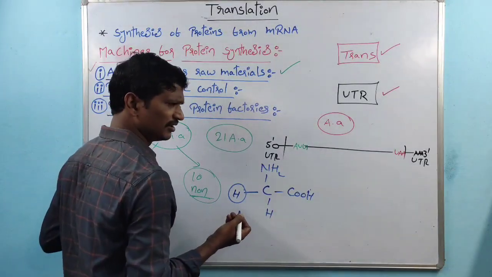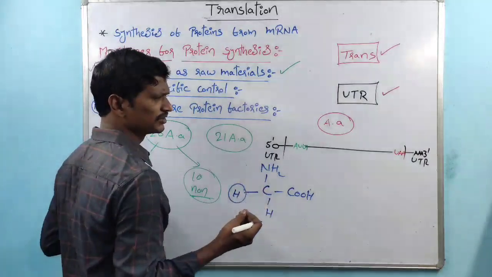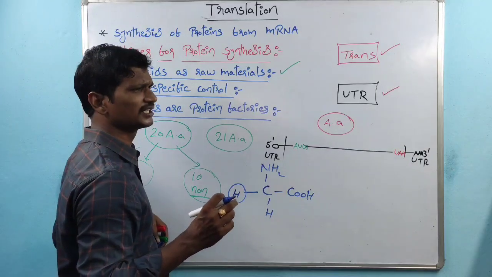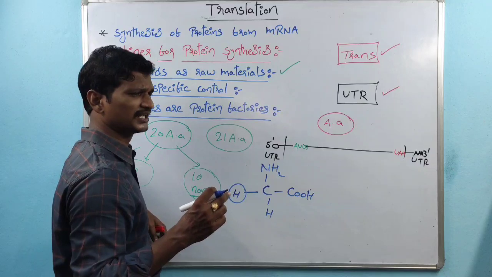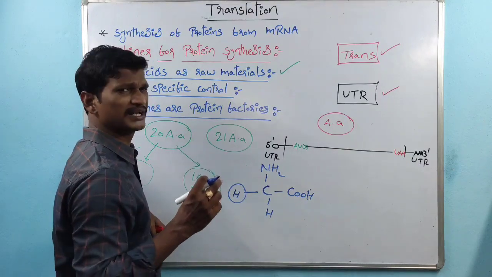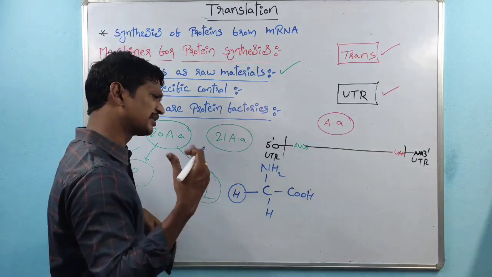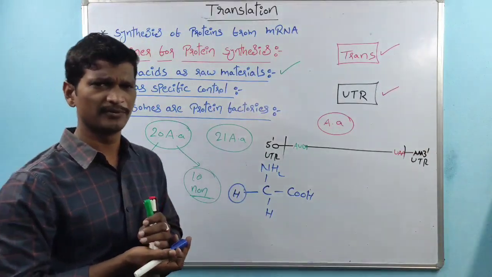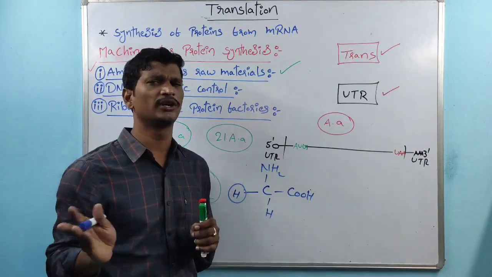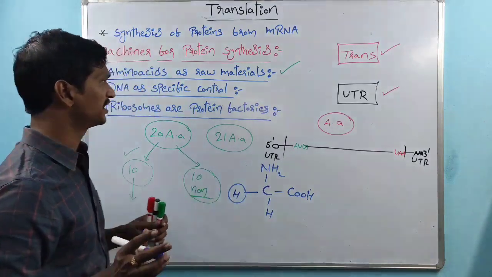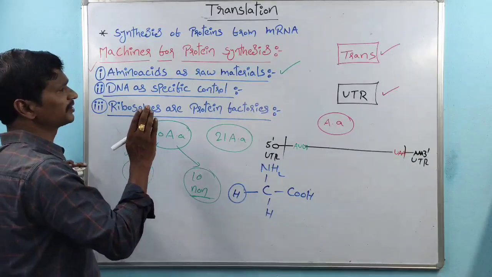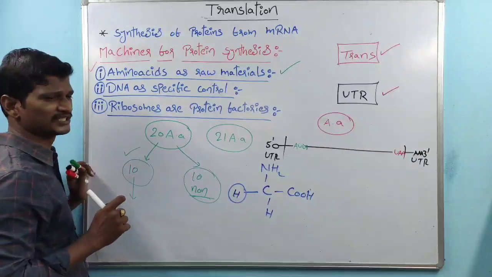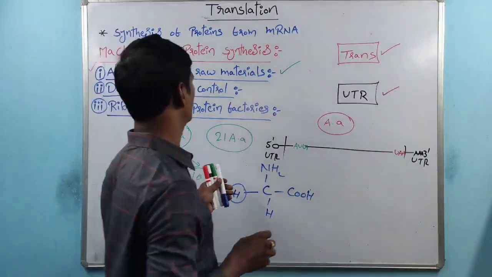Other amino acids, like alanine, valine, and leucine, have an aliphatic side chain. Some amino acids contain basic groups, some contain acidic groups, and some contain aromatic rings. So there are different types of amino acids, and all these amino acids are polymerized with peptide bonds. So proteins are heteropolymers. The very first requirement for protein synthesis is amino acids as raw materials. That is the first point.